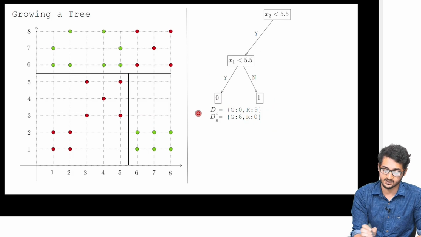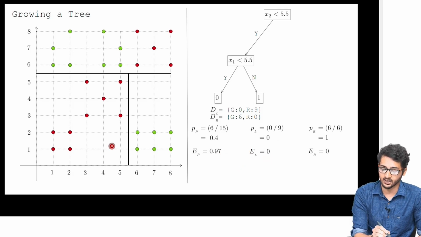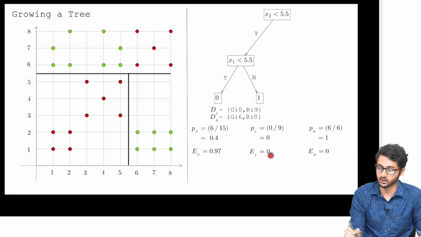The left child has 9 red points and 0 green points, and the right child in this case has 6 green points and 0 red points. Now the proportion of the parent node, as we see, is 6 green points out of 15, so 0.4, and 0 here and 1 here. The entropy of the parent, if we calculate, is 0.97 as we have seen previously, and for the left child, if we substitute this value, we are going to get 0 entropy, and likewise for the right child also we are going to get 0 entropy, and this time the information gain is going to end up becoming 0.97.